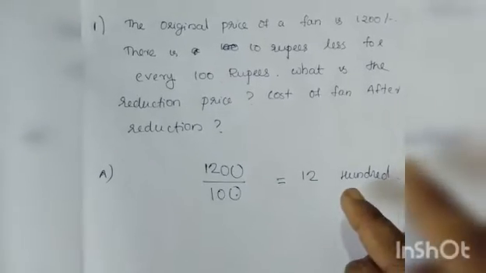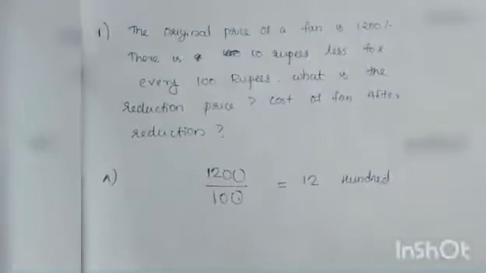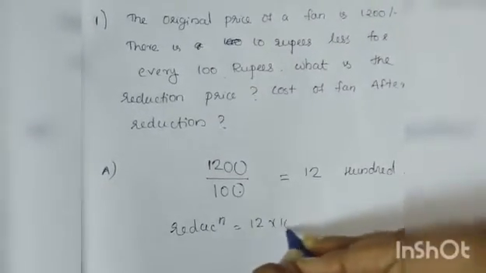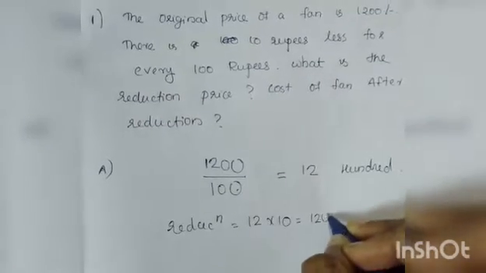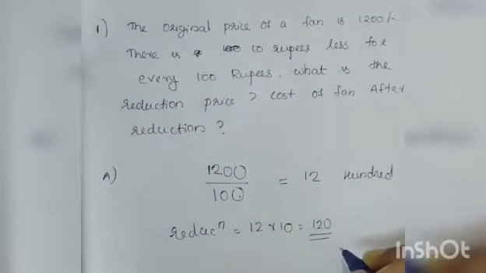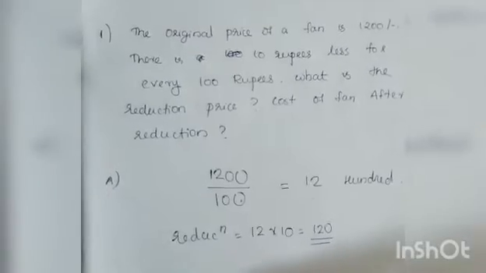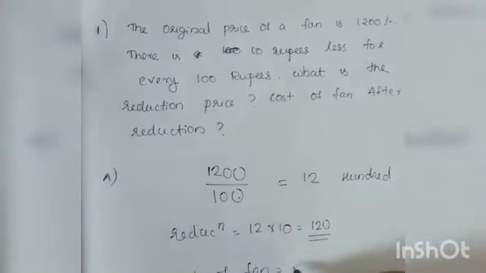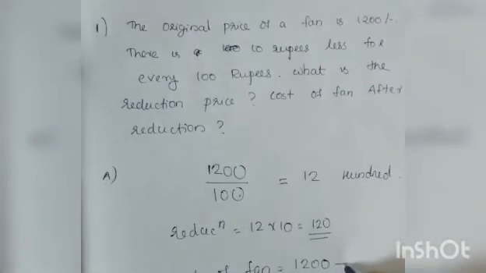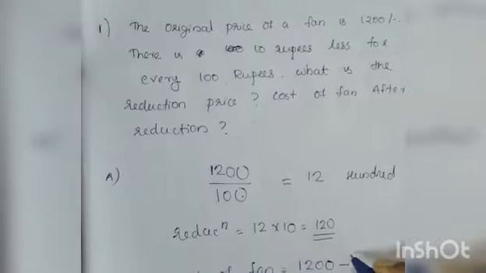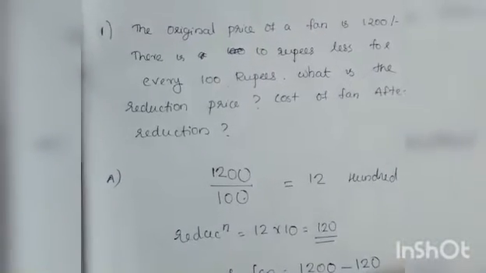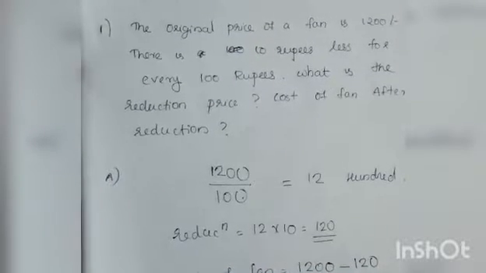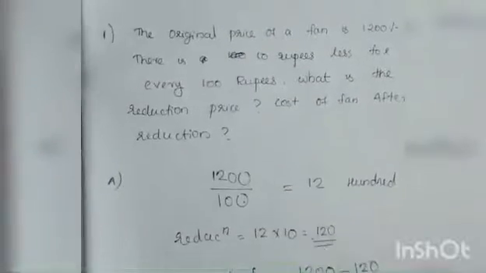Then for every 100 there is a reduction of 10. The reduction cost is 12 into 10, 120. Then the cost of the fan now. What is the present cost of the fan? The original price is 1200. We subtract the reduction amount, 1200 minus 120, and we get 1080 rupees. This is the cost of the fan after a reduction of 120 rupees.